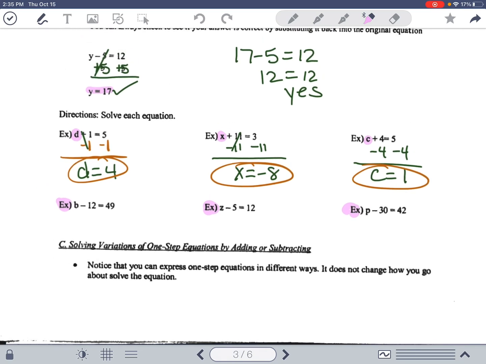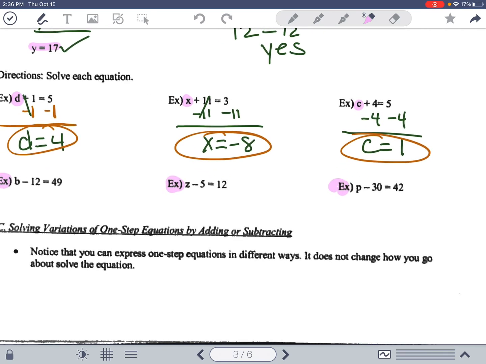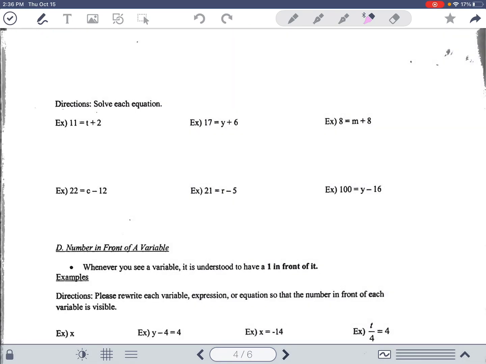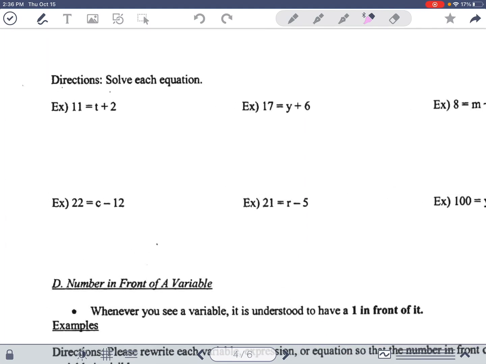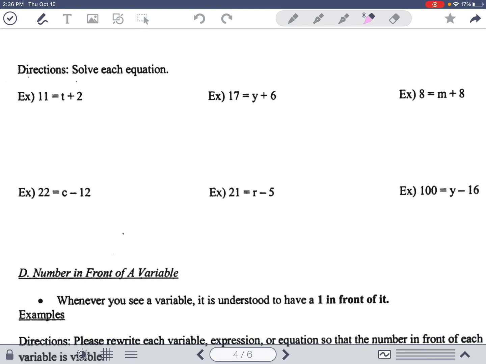Now we're going to try some different variations of solving some equations. You can express one-step equations in different ways. It doesn't change how you go about solving the equation. All right, so let's practice these. These are a little different. The variable is on the right-hand side in all 3 of your top examples. Okay? So let me point that out. The variable's on the right-hand side.